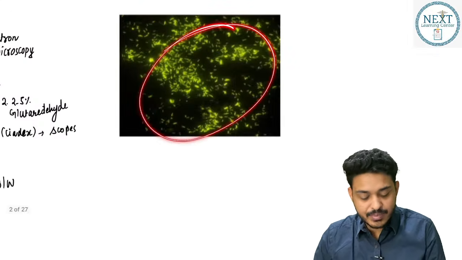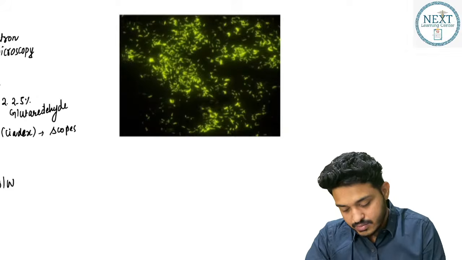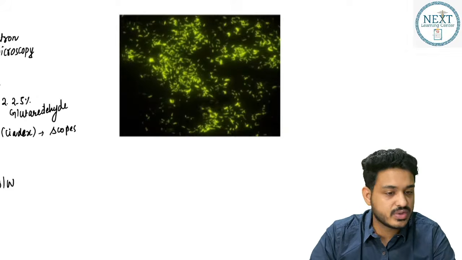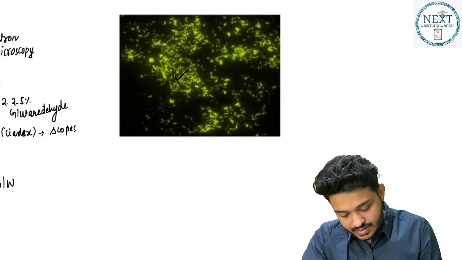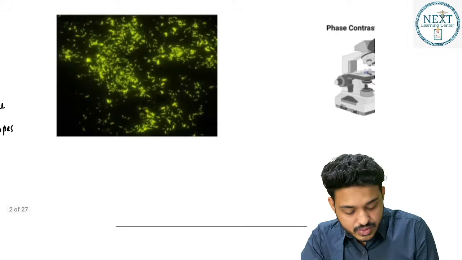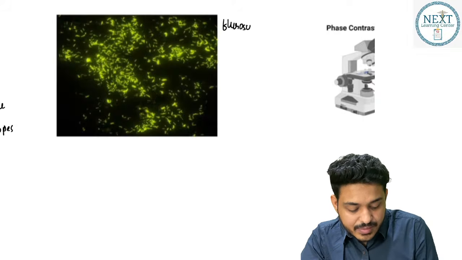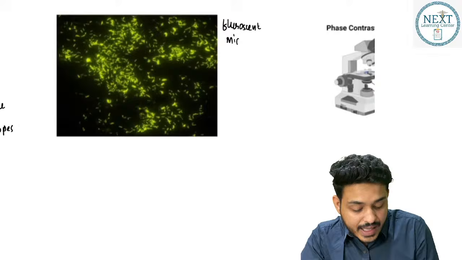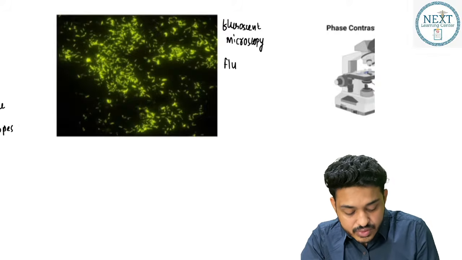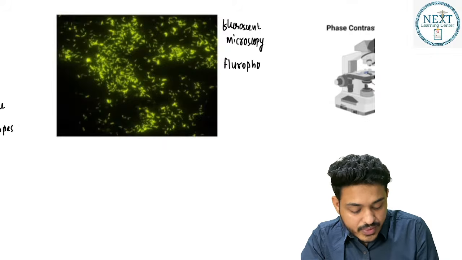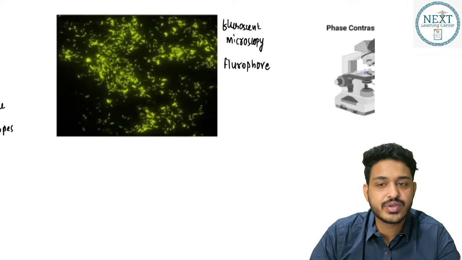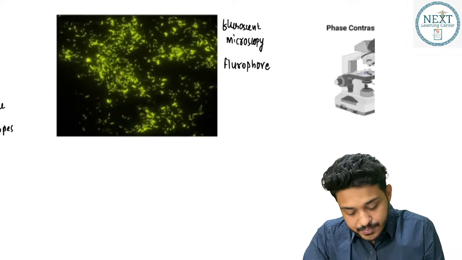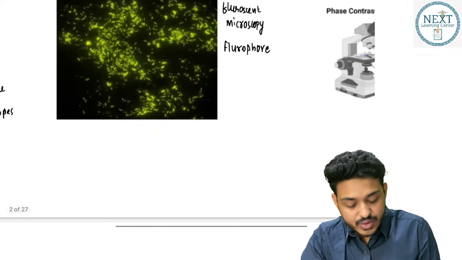What is this type of microscopy that we have? In total, we have 5 types of important microscopes that you need to remember. This particular one is known as fluorescent microscopy. The dye, or chemical, that we use here is the fluorophore. We are using this microscopy for what purpose?